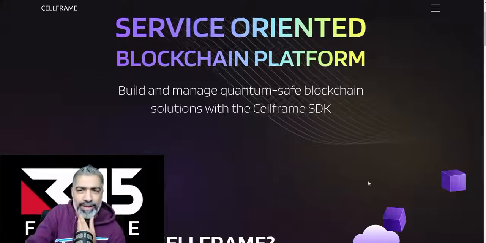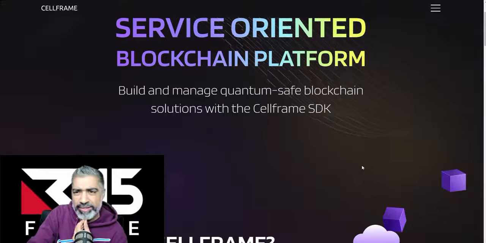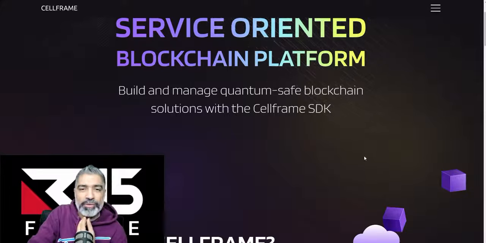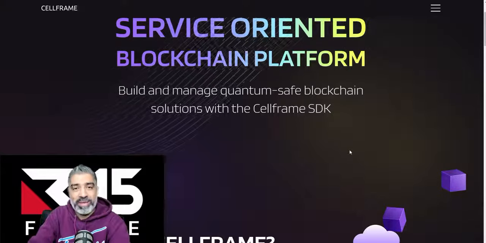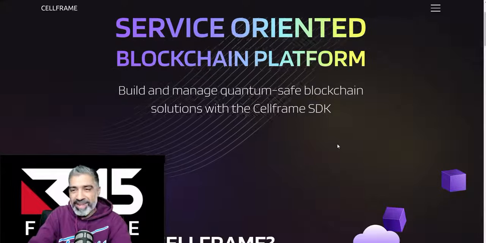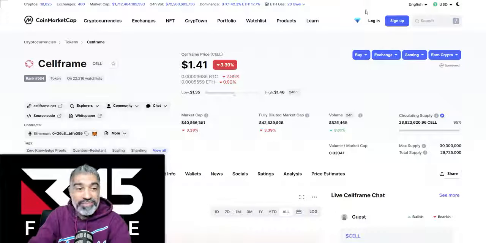CellFrame is actually one that I was looking at early last year. I was actually involved in it. I haven't got any CellFrame at the moment, but it's a service-orientated blockchain platform. Build and manage quantum-safe blockchain solutions with the CellFrame SDK. So you can have a read on this, but really we're going to focus on the technicals.